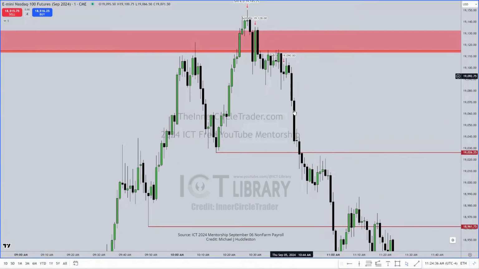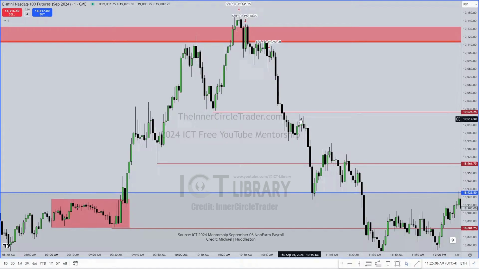So you see it drop down. That's wonderful. And then this is your first stage distribution of the sell model. So this is the first stage distribution, and then this is second stage distribution. Second stage distribution is your unicorn. It is so quick. It's so powerful. It's the one that you're looking for in every trade, moving higher or lower.